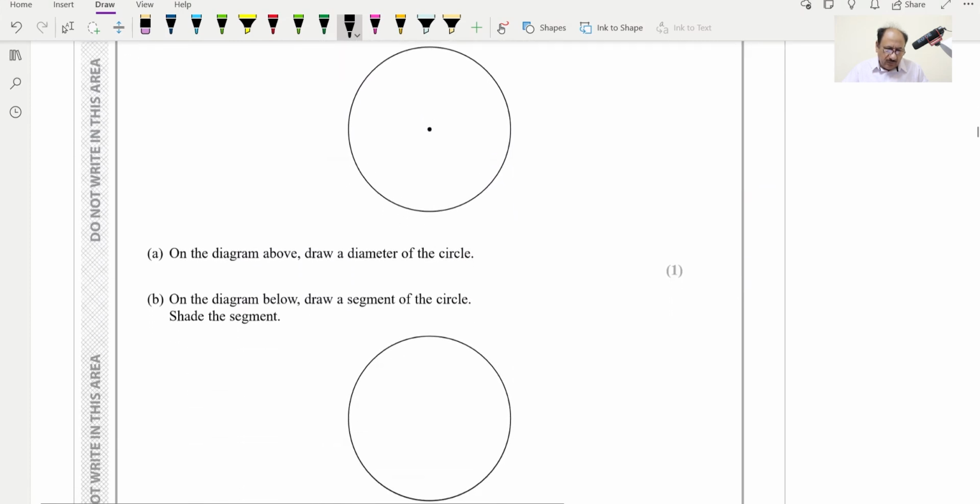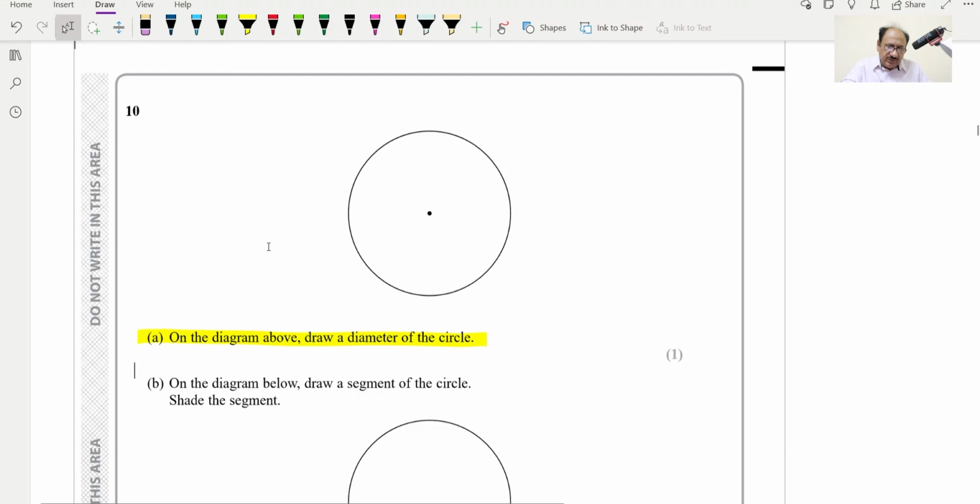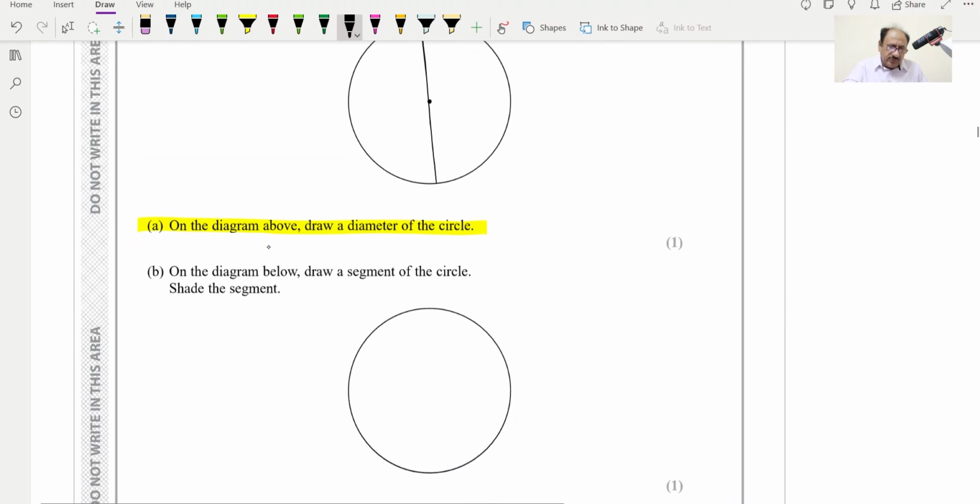Question number 10. On the diagram above, draw a diameter of the circle. So diameter we know is the line which passes through the center, and we can draw any line passing through the center and joining two points of the circumference. So this one is the diameter, and this is basically the biggest chord of the circle also.